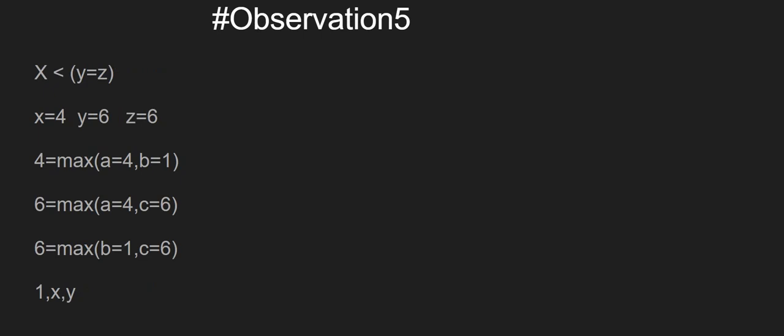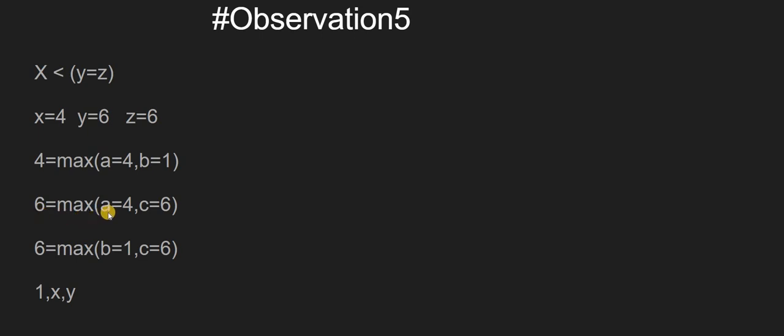So next take observation 5. So here x is less than y or x is less than z. Here the condition is y equals to z. So let us take the example as x equals to 4, y equals to 6 and z equals to 6. So for this, x equals to max of a comma b. So let us take a equals to 4 and b equals to 1. And next y equals to 6.